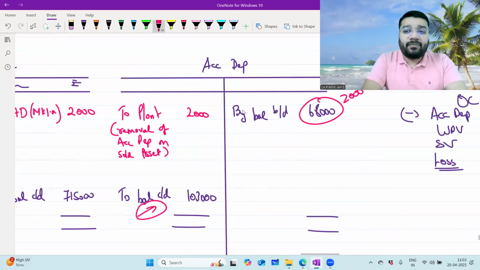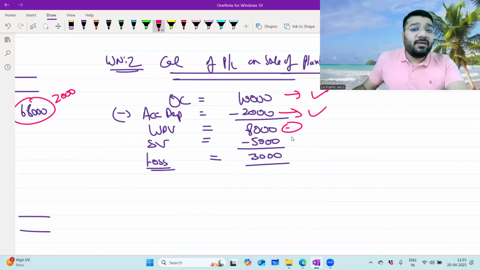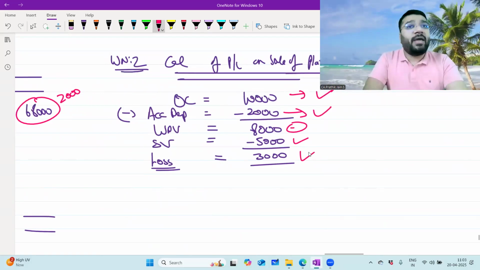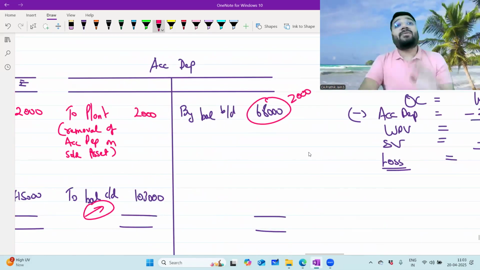Any problem? No problem. So this okay, this okay. This 8,000 is the result. So this is of no use. Sale value will come in your plant account and loss will come into your plant account. Okay. So in the accumulated depreciation method, in the provision for depreciation method, totally how many entries will come?